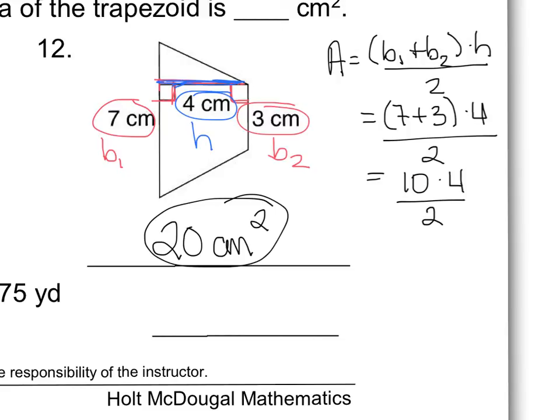Okay, you need to try number 13 on your own. Don't be too worried, it's going to be okay. I know it's not a picture of a trapezoid. You can always draw a picture if you want to. But you know your bases, you know the height. All you need to do is plug it into the formula, write it down, and simplify it. Good luck.